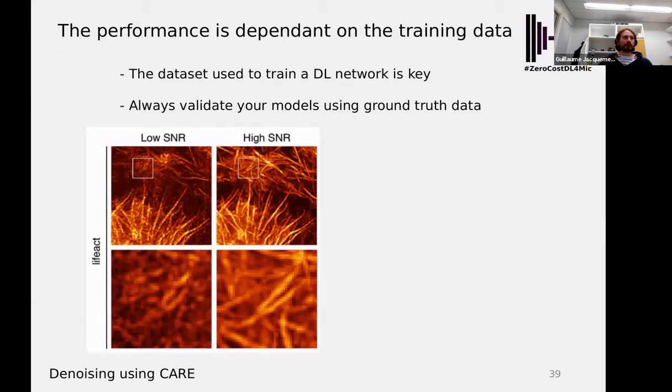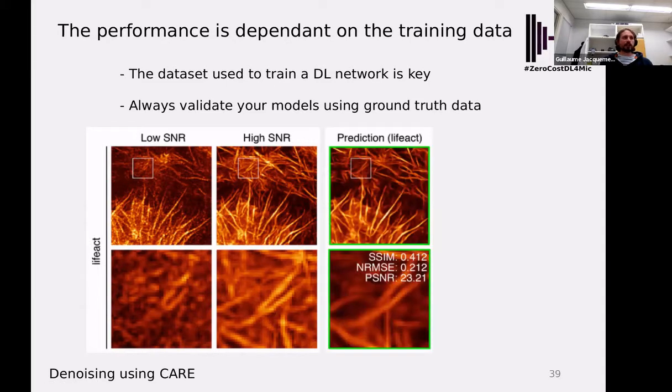So here is one example of this, where we are trying to denoise actin images using CARE, which is one of the denoising networks I was mentioning earlier. And here is an example of noisy images. And here is a ground truth image for this field of view. And then if we generate a model using actin images, you can see that we can restore those noisy images quite nicely. And then we can recover some structure information from the noisy data.